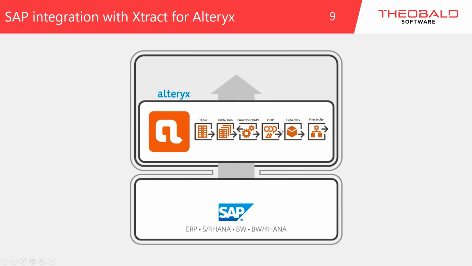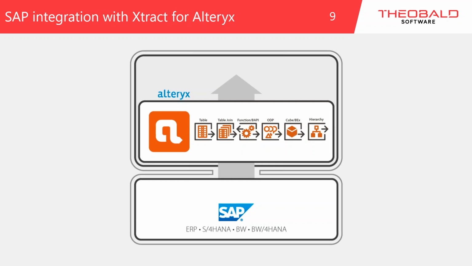Then we have the OData component. It's the newest technology supported by the SAP system. This component supports different source object types on the SAP system, from the ERP system, S/4HANA systems, and from the BW and BW/4HANA systems. For example, it supports CDS views. It supports HANA views. Different HANA view types are supported. It supports different BW InfoProviders.